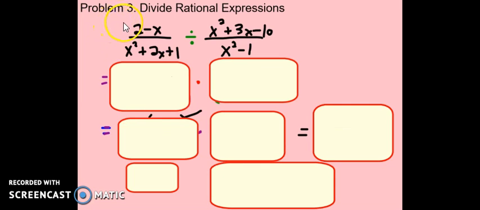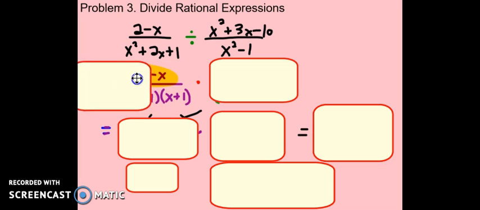In problem number 3, we're going to divide rational expressions. So I have 2 minus x over x squared plus 2x plus 1 divided by x squared plus 3x minus 10 over x squared minus 1. So when I divide, I am going to change it to multiplying the reciprocal. So I am going to keep my first rational expression the same, except I notice that what multiplies to 1 adds to 2. It's x plus 1 and x plus 1.